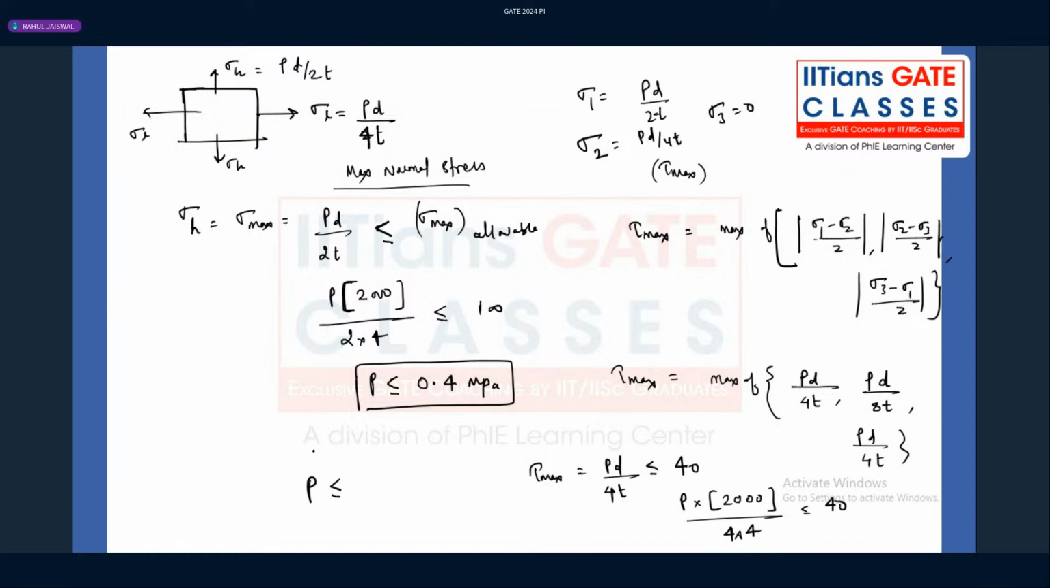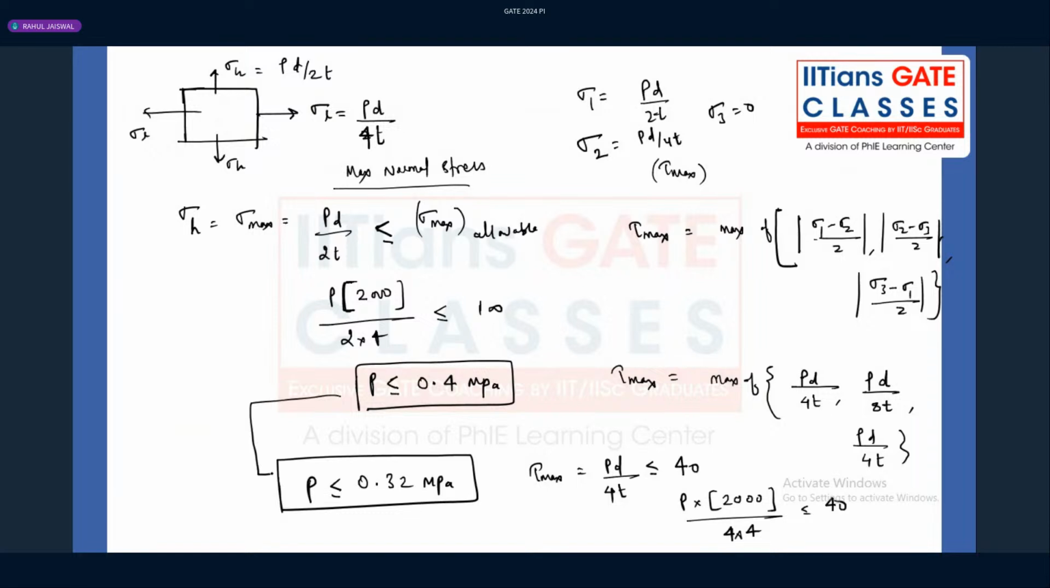It should be what, guys? 40 into 4 into 4 over 2000. It should be less than or equal to what? 0.32 megapascal. By considering the maximum shear stress, the P value should be less than 0.32. But if you consider the maximum normal stress, it should be 0.4 megapascal.